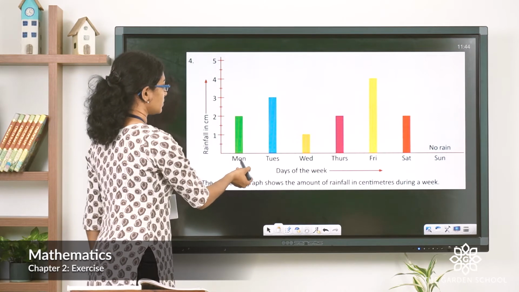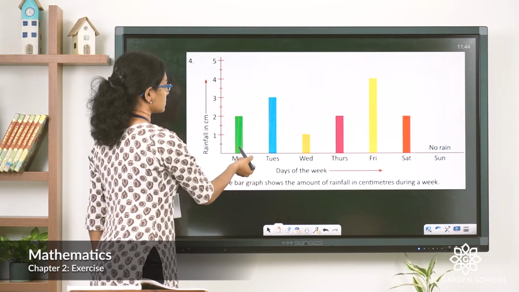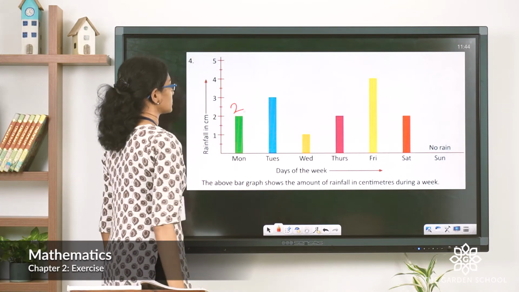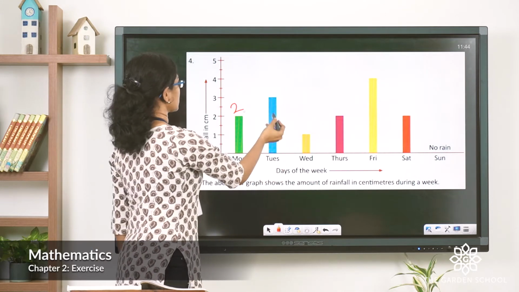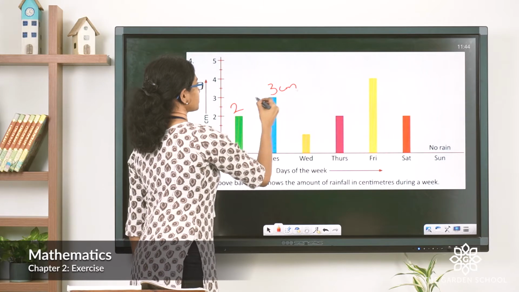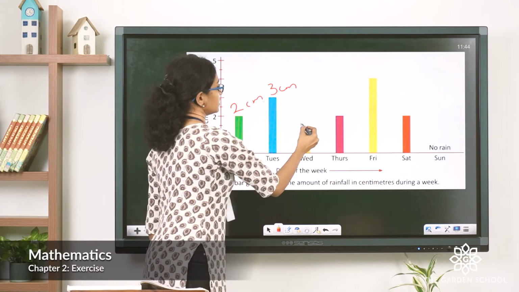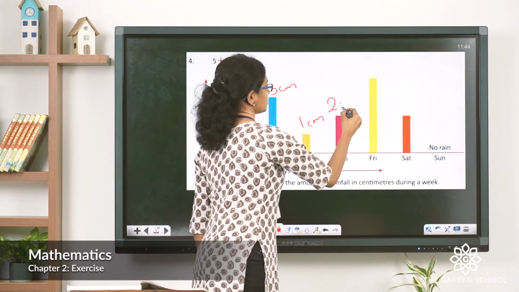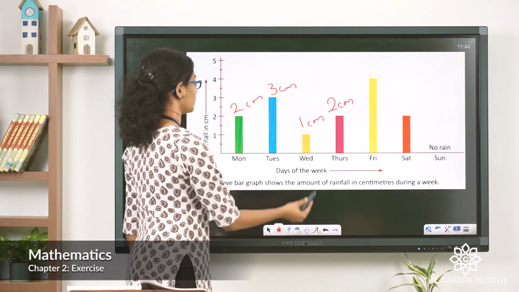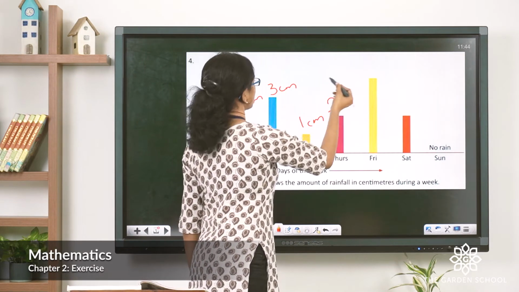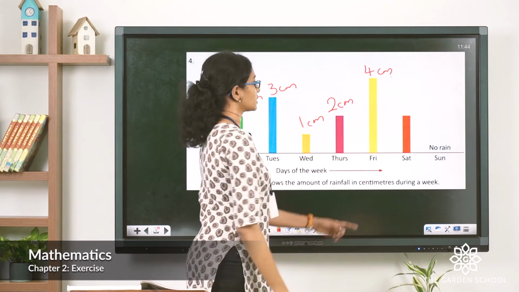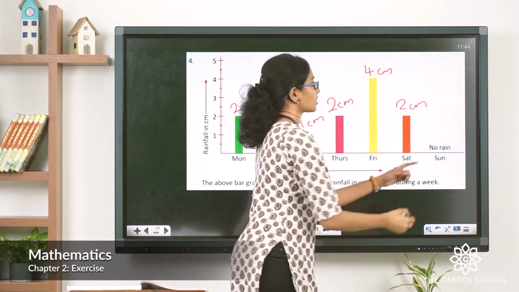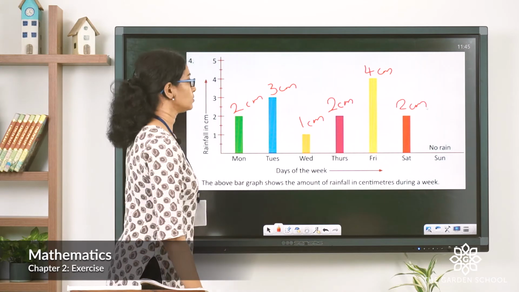So on Monday, how much is the rainfall? It's 1, 2. Here the rainfall is 2 centimeters, whereas on Tuesday the rainfall is 3 centimeters. On Wednesday the rainfall is 1 centimeter. Thursday the rainfall is again 2 centimeters. Now on Friday the rainfall is the highest, which is 4 centimeters. Saturday the rainfall is again 2 centimeters, and on Sunday it did not rain at all, so no rainfall.